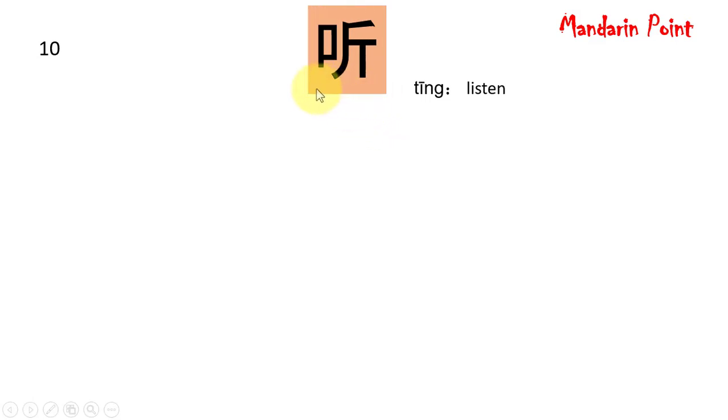Ting, to listen. On the left side it is kou, which means mouth, and on the right side it is actually jin, which means 500 grams. We have decomposed this kou many times. Let's decompose this one. Jin, at the top side we have this guan, and this one is actually xia.